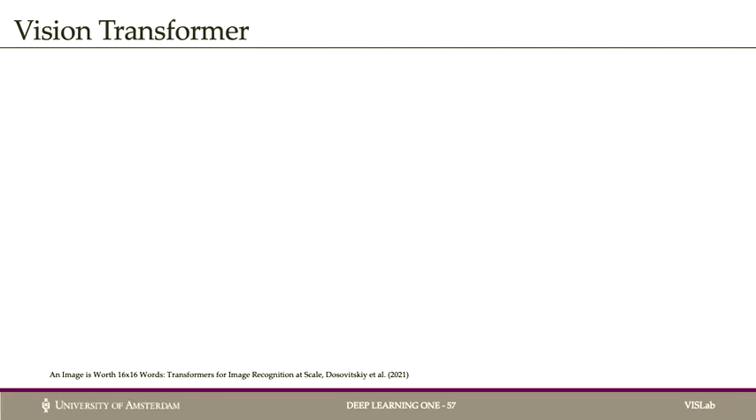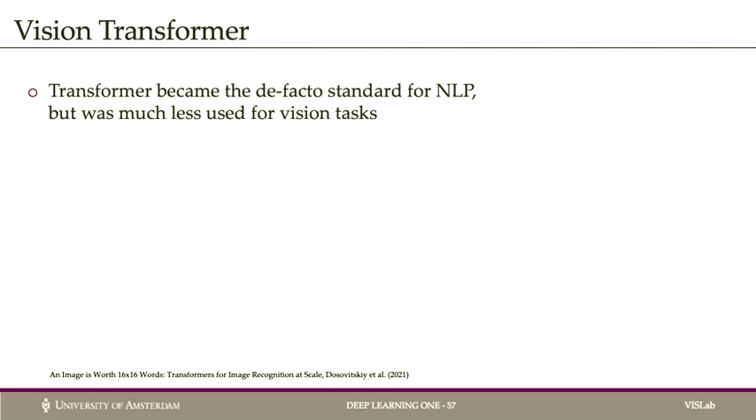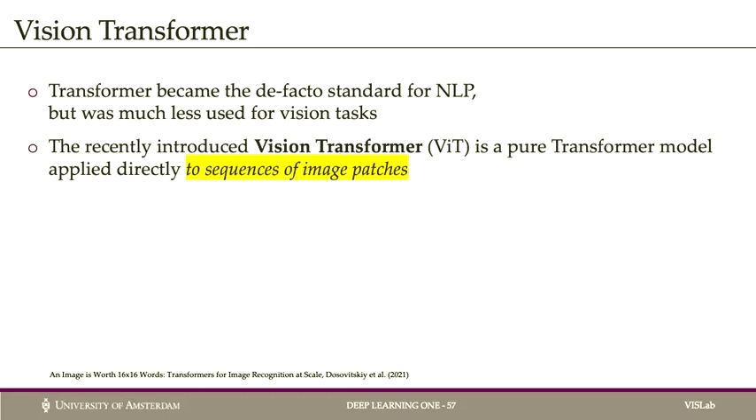All right, so now we'll go to the vision transformer, which was basically the model that brought the transformer architecture and the attention to the computer vision community. As Ivona mentioned, the transformer is the standard for NLP, but wasn't that common for vision tasks, except for example, fusing modalities, but definitely more towards the end. And it really came about one and a half years ago that the vision transformer became really big for vision.